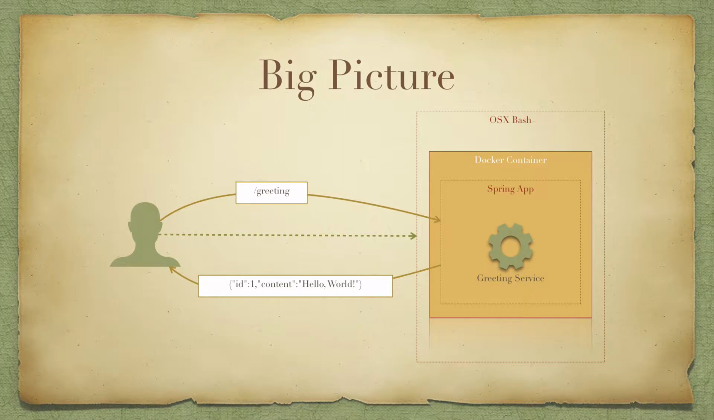Now let's quickly look at a big picture. We are making a simple service that will ask for a greeting URL, and return JSON Hello World. The service will be deployed via Spring Boot, and packaged into a Docker container.